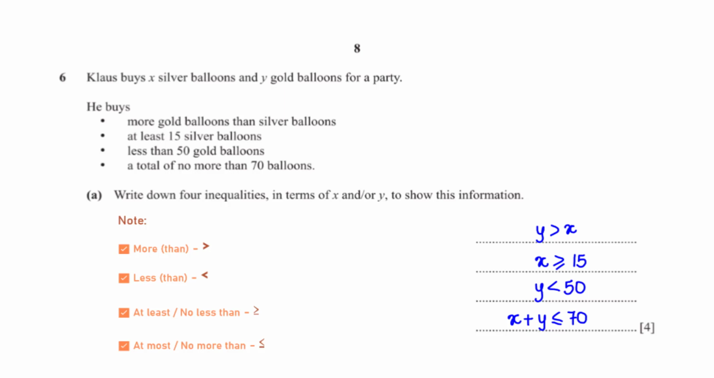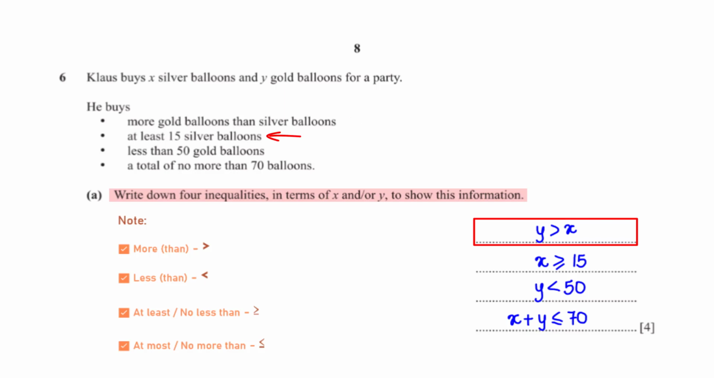Klaus buys X silver balloons and Y gold balloons for a party. Write down 4 inequalities in terms of X and/or Y to show this information. We are told the number of gold balloons he buys, which is Y, is greater than the number of silver balloons, which is X. So we have Y is greater than X.